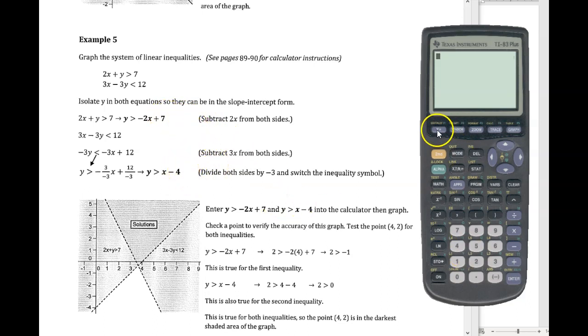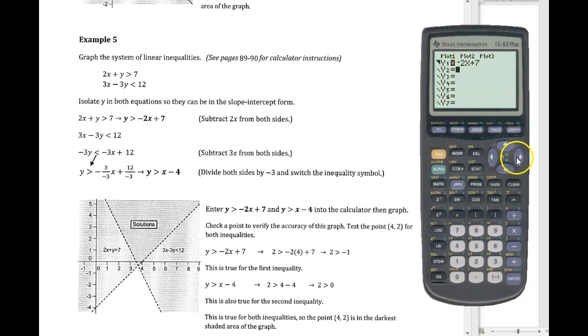So we're going to select y equals. Let's clear both of these inequalities. Let's enter the first one. So I'm going to enter negative 2x plus 7. And then I want to shade above because we have y is greater than. So we're going to cursor to the left, press enter until I get the top part shaded.